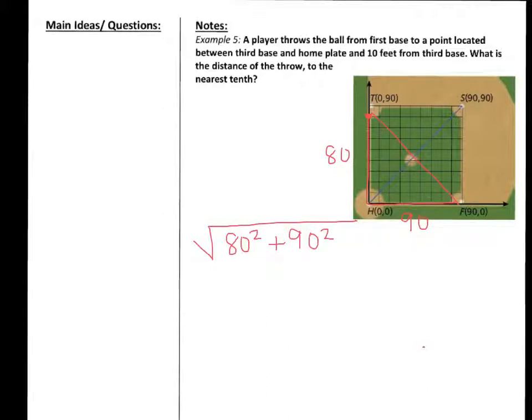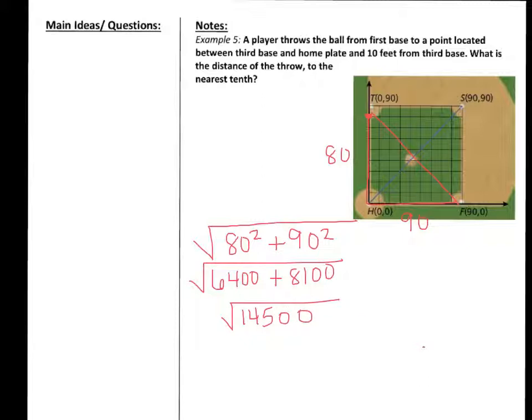So I have 6,400 plus 8,100, which gives me 14,500, which is what we're taking the square root of. So I'm going to put that in my calculator, and I'm going to round to the nearest tenth, which would tell me that that throw would have been approximately 120.4 feet.